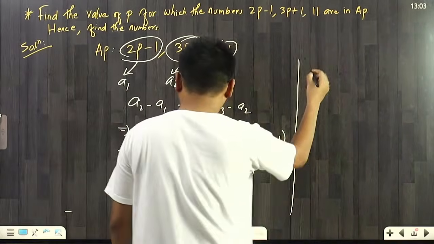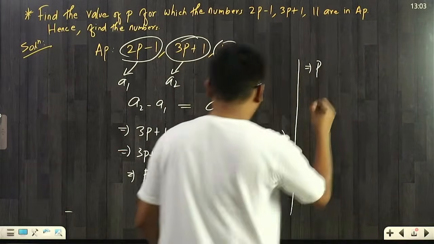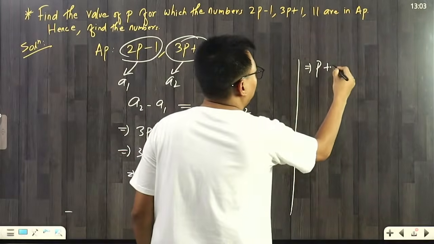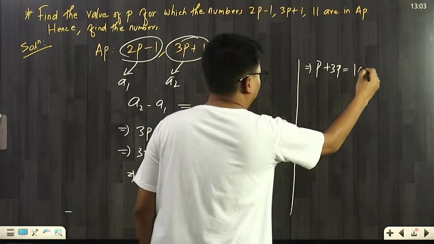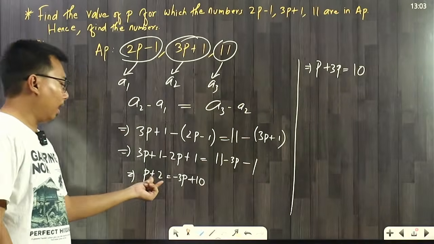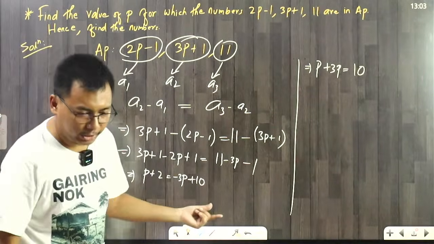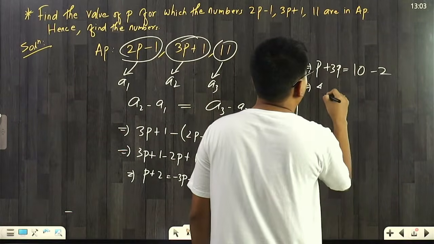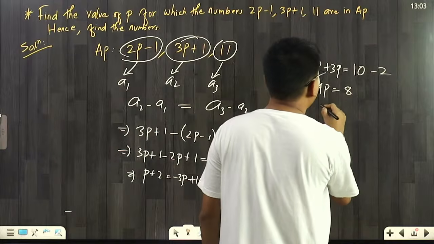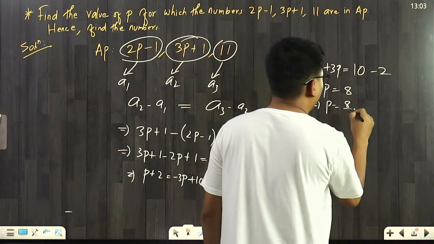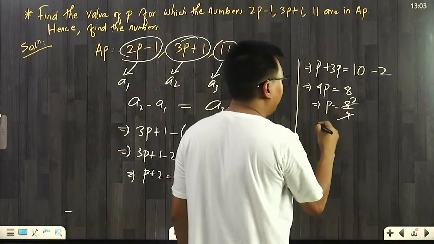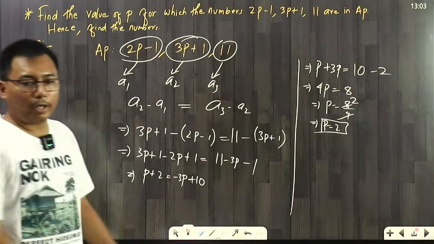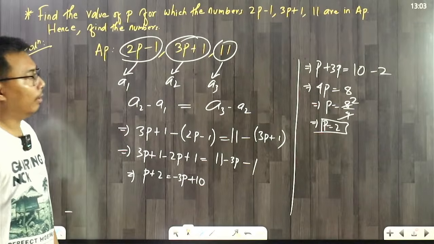Now we'll bring this 3P towards the left hand side. Minus 3P will become plus 3P. In the right hand side we have 10. Now we'll shift this plus 2 towards the right hand side, then we'll get minus 2. So P plus 3P will be 4P. 10 minus 2 will be 8. P will be 8 by 4. If we divide it, we'll get P is equal to 2. Okay, so this is the value of P. P is equal to 2.